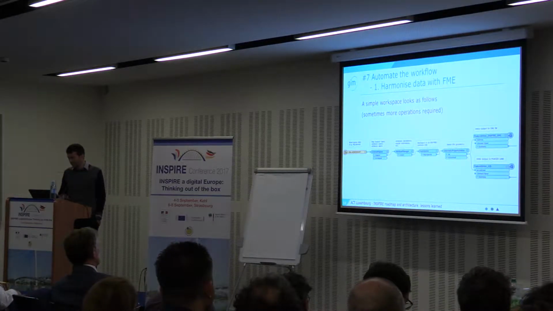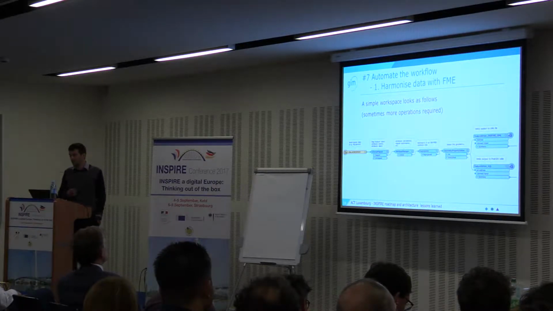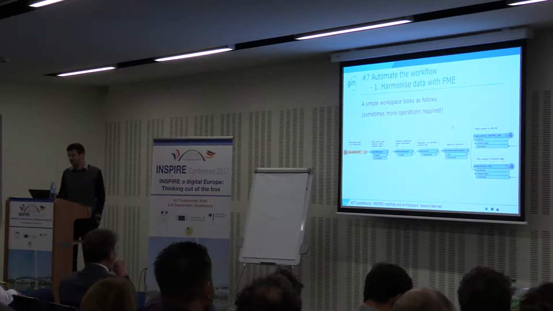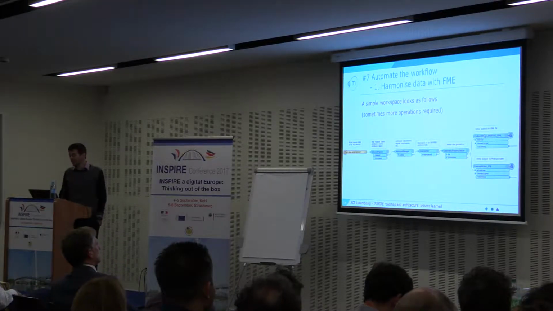So here's a simplified example of what a harmonization workflow could look like in FME. So you read the input data, you use the schema mapper to do the mappings. You use the attribute manager to do some calculations or apply some regular expressions. Reprojector to reproject to an Inspire conform coordinate reference system. You give a name to the geometry and you write it using the Inspire GML writer of FME.